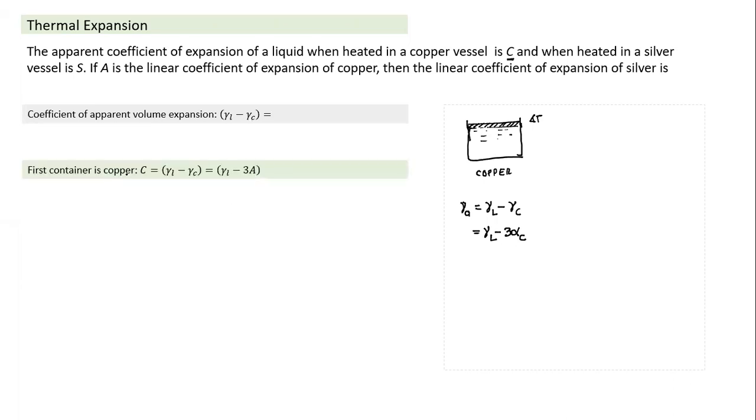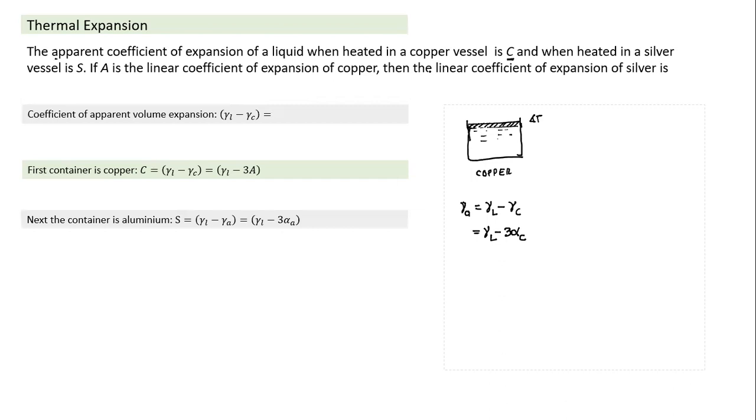So the apparent volume expansion coefficient is gamma of the liquid minus gamma of the container. First case, the container is copper, so gamma L minus gamma of copper. What is given here is C, the apparent coefficient of expansion. And A is the linear coefficient of expansion of copper. So gamma of copper is 3 times A. That's all the substitution is here.